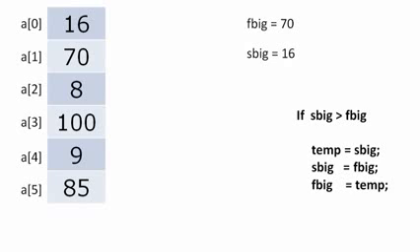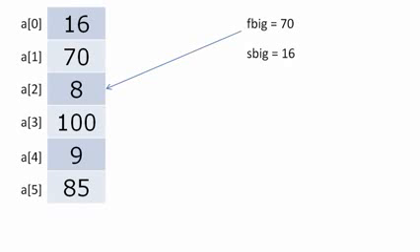We compare first big with a of 2, starting with a of 2. Now 70 is greater than 8. Now we compare s big with a of 2. 16 is also greater than 8, so leave it as it is. Now compare f big with a of 3. 100 is greater than 70, yes. So we store 100 inside first big and transfer 70 to second big.